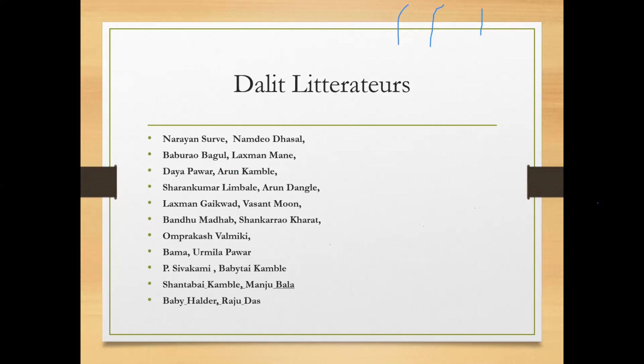So these are the Dalit literateurs. The most prominent Dalit literateurs are Narayan Sarve, Namdev Dhasal, Baburao Bagul, Laxman Mane, Daya Pawar, Arun Kamble, Sharan Kumar Limbale, Arun Dangle, Laxman Gaikwad. So these are the people, and later I have already mentioned a few of the Dalit writers from Bengal, Manju Bala, Baby Halder, Raju Das, you know them, Manoranjan Byapari.